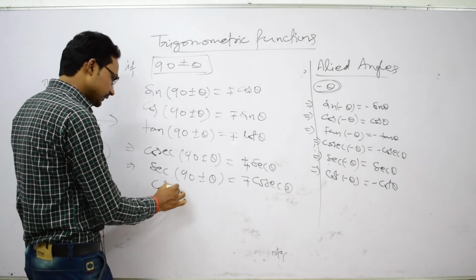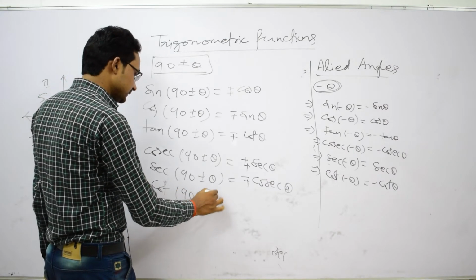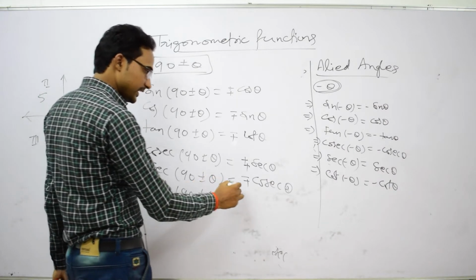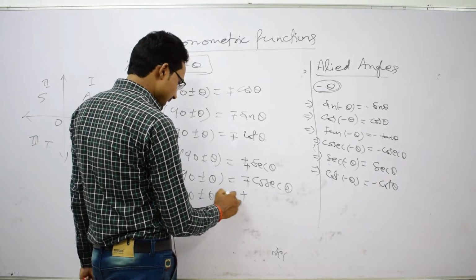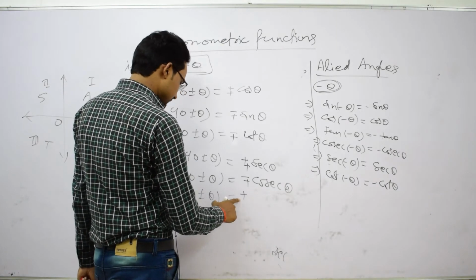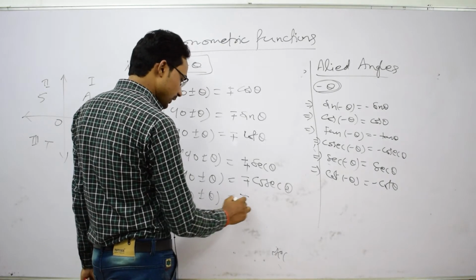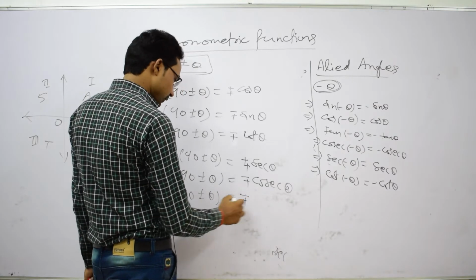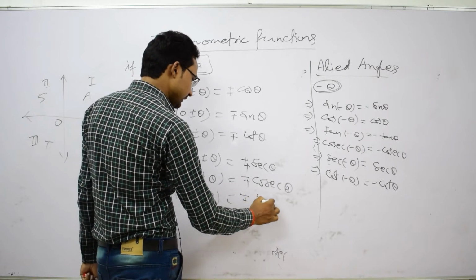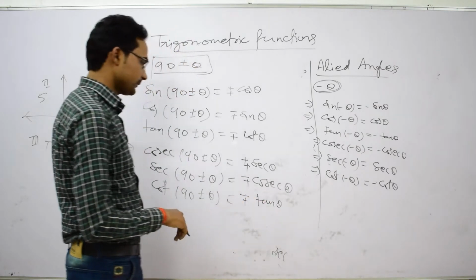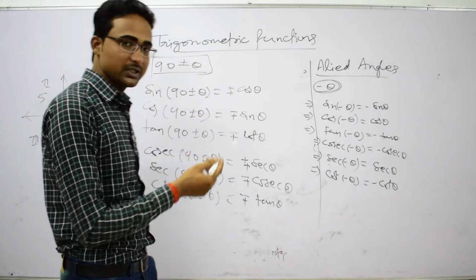Okay. Cot 90 plus minus theta, that means 90 plus theta second quadrant, negative, and in first quadrant, positive. And cot will be tan. Okay. This is for 90 plus minus theta.